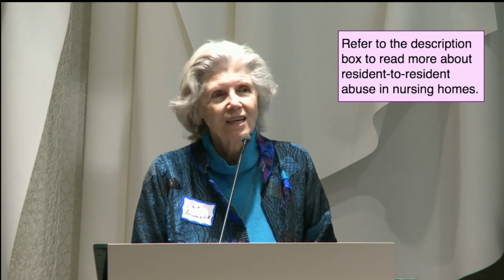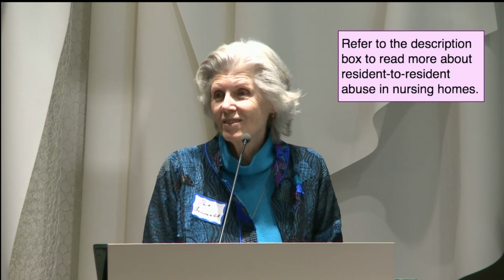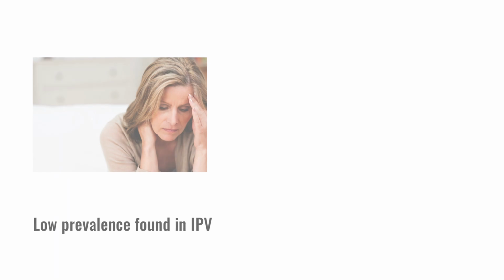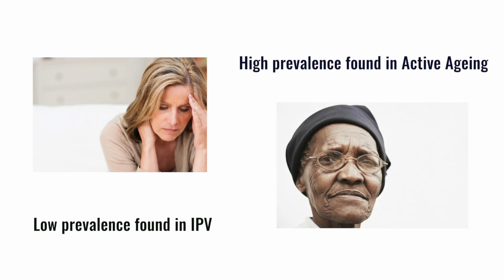And in fact, some recent research shows that residents perpetrate significant abuse on each other. So what are the implications of these different frameworks? Low prevalence is found among older women in IPV studies. Older women, and think about it, are more likely to be widowed, so they don't live with spouse partners. High prevalence is found among older women in active aging studies.